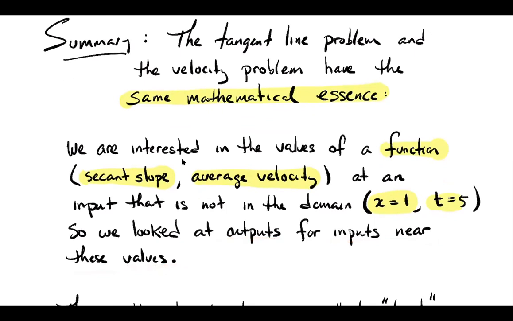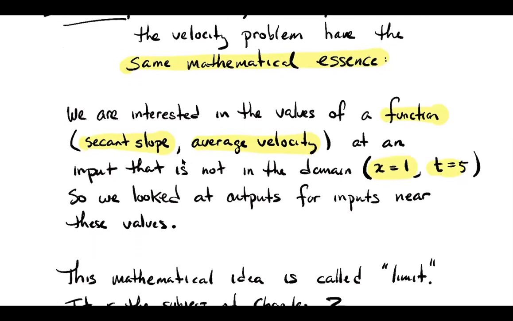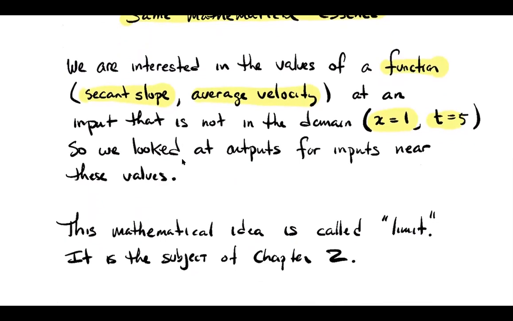In the secant slope, we chose x closer and closer to 1 and kind of wrote down a table. For the average velocity, we chose t closer and closer to 5. We wrote down a table. And it gave us a guess for what this sort of forbidden value should be. All right, so that mathematical idea is called a limit. We were taking the limit of that secant slope function and of those average velocity functions. And limit, quite literally, is the subject of chapter 2 in this book.